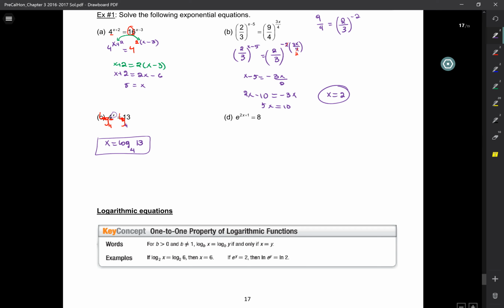Okay, here I have e. Well, what gets rid of e? Log base e, which is also called ln. So I take the ln of both sides, which means 2x plus 1 is equal to ln of 8. Now, solving for x, subtract a 1. 2x is equal to ln of 8 minus 1. Divide everything by 2. x equals ln of 8 minus 1, all over 2.